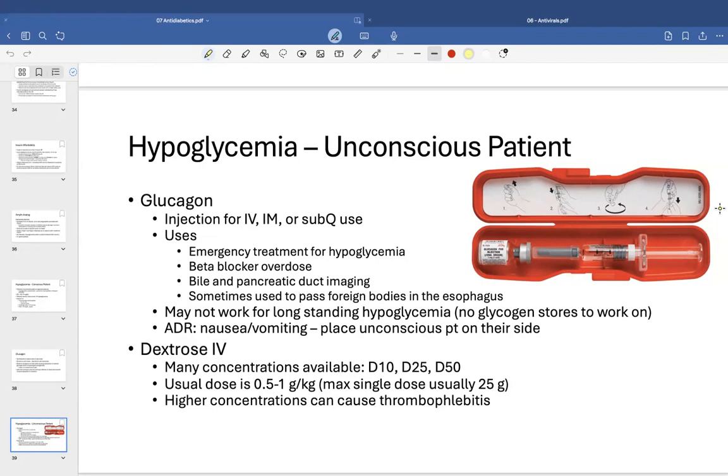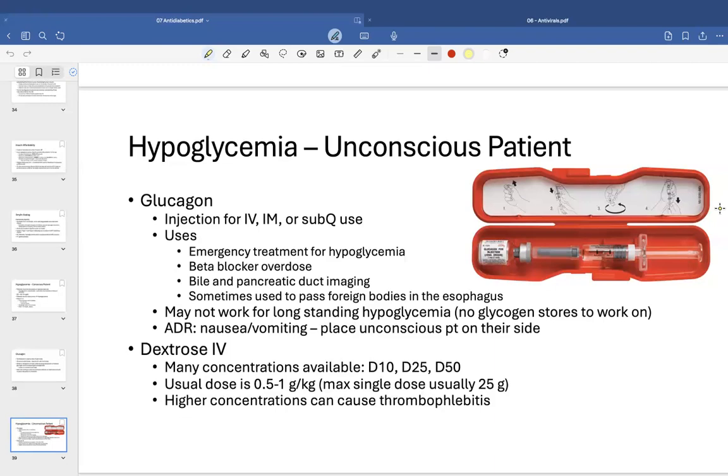Now, if you have a patient that's long-term malnourished and is hypoglycemic, glucagon might not work because it relies on glycogen stores in the liver. Again, glycogen stores are finite. There's some amount that your liver stores, and if that gets depleted, glucagon's not going to work. The other thing about it is that it can cause nausea and vomiting because of how it affects smooth muscle. In an unconscious patient, what is the danger of nausea and vomiting? Aspiration. So you have to make sure that you lay them on their side and give glucagon. So that's one way of doing it.